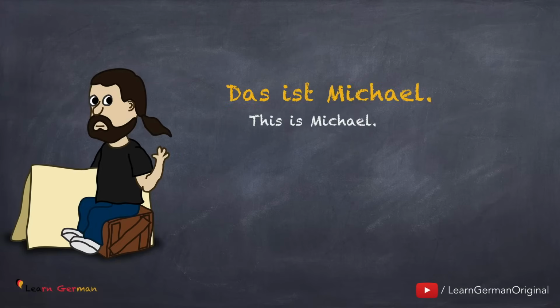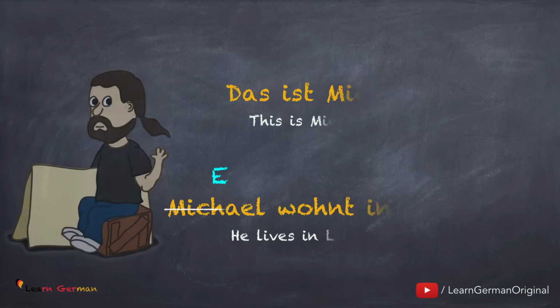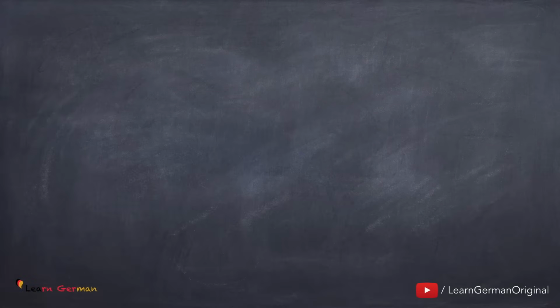Das ist Michael. Michael wohnt in London. We learned that pronouns are used to avoid the repetition of the nouns. Hence, Michael will be replaced with er. Er wohnt in London. Similarly in the next examples.